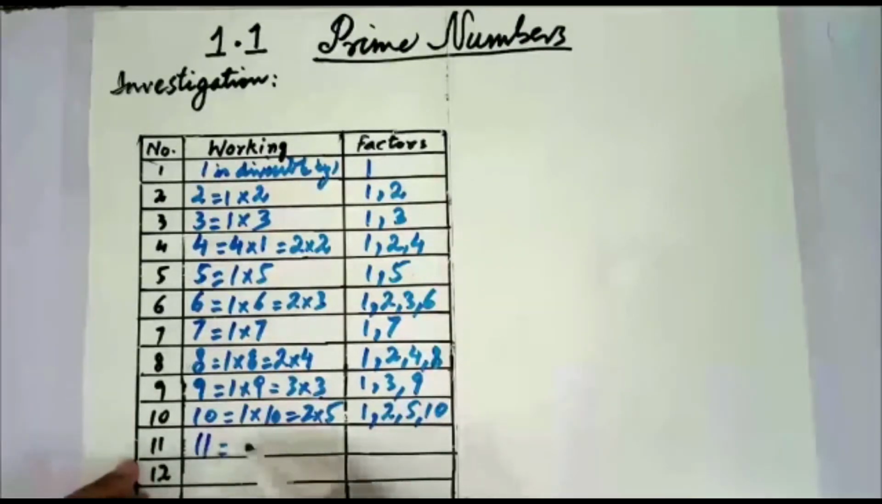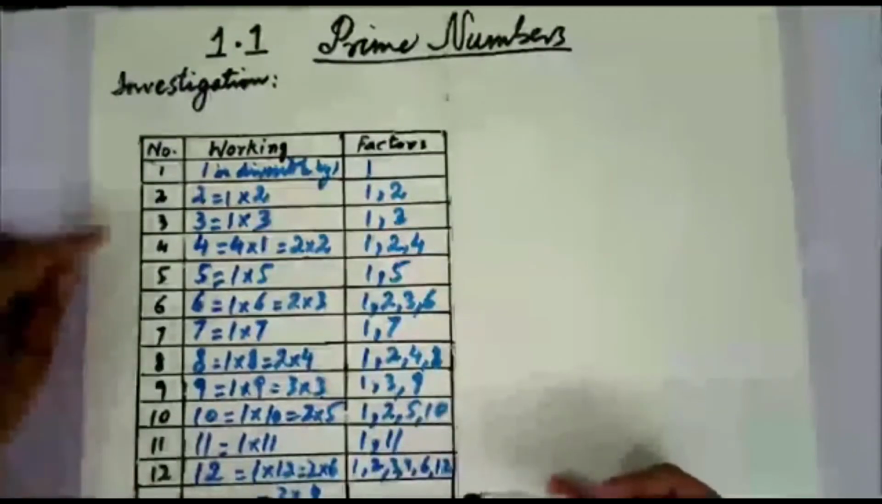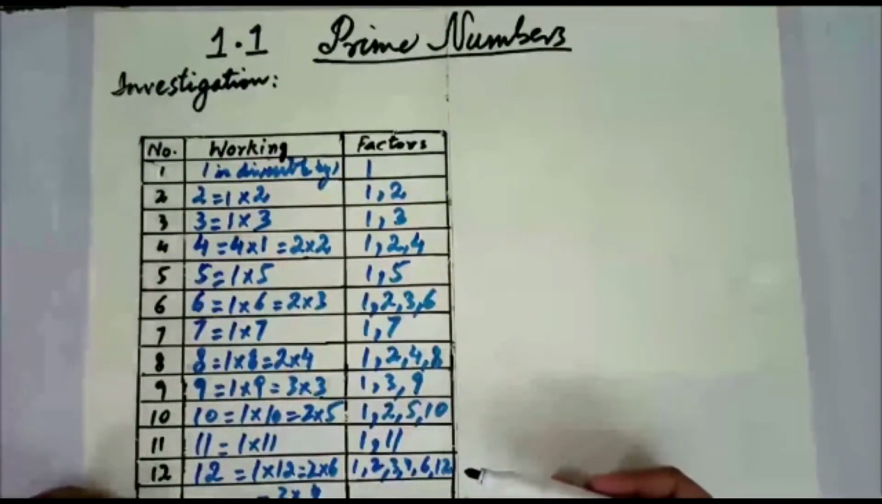11. 11 is equal to 1 multiplied by 11. And you will write here 1 and 11. Now 12. 12 will be written as 1 multiplied by 12, 2 sixes are 12 and 3 fours are 12. So what would be the factors? 1, 2, 3, 4, 6, 12. So these are the factors of the numbers till 12.